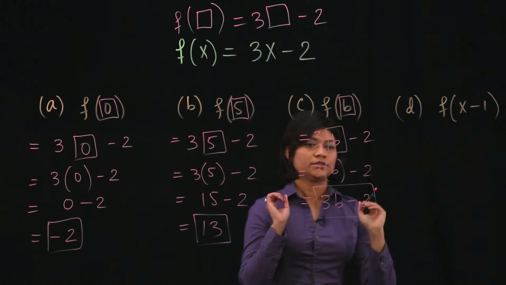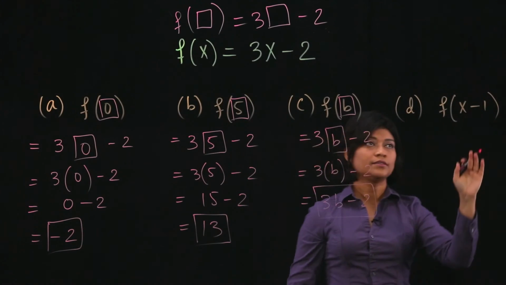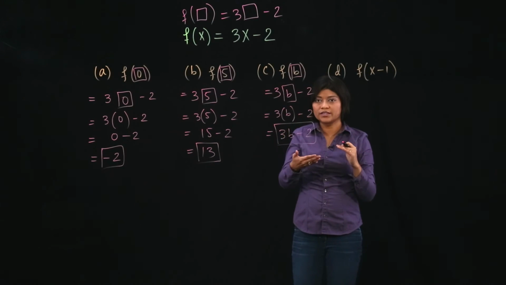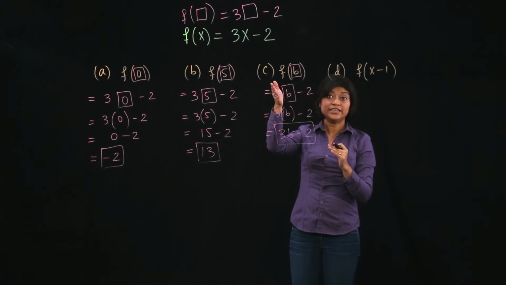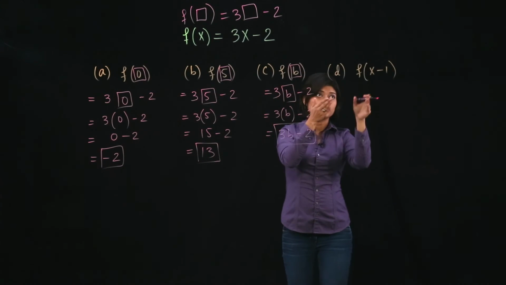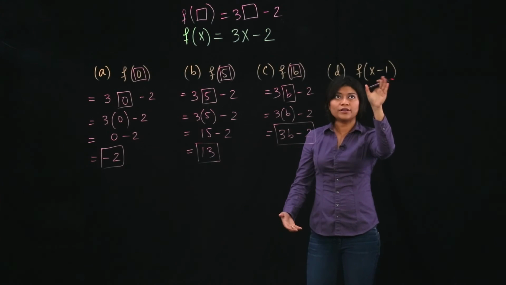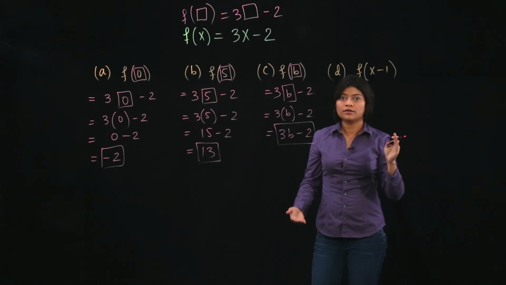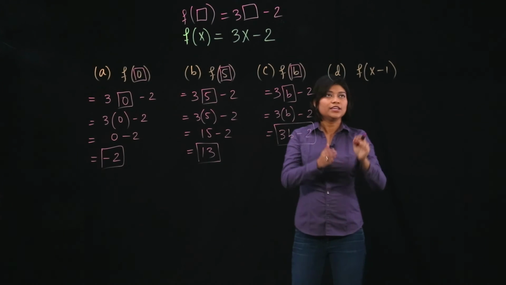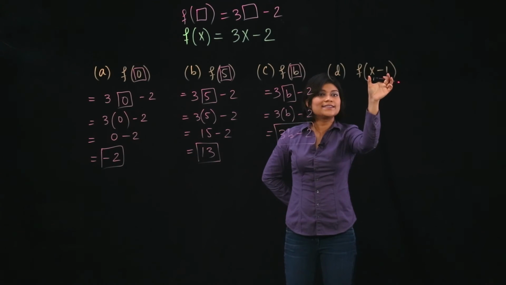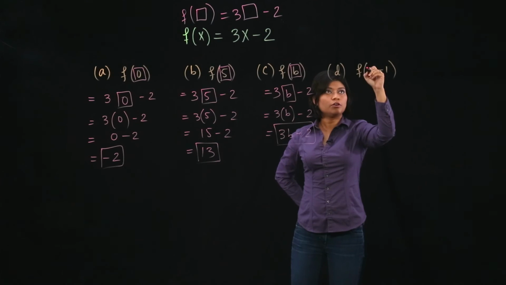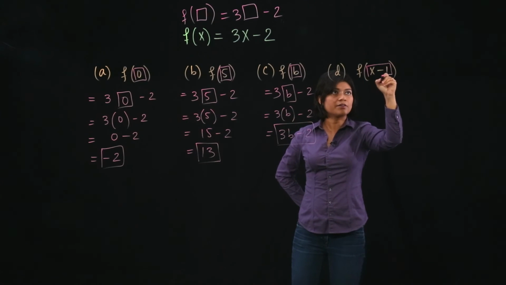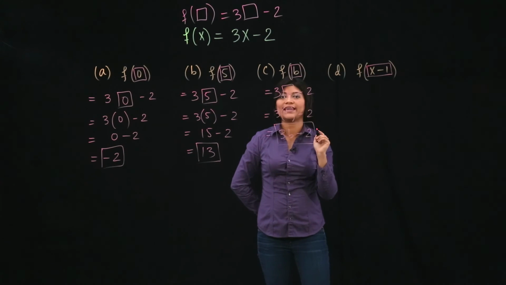All right. Finally, the last one. And this is where things can get a little bit confusing. That's why the box approach is easier to understand. So look at this expression. You have to figure out f of x minus 1. What does that mean? That means you're plugging in an entire expression inside the function. So that empty box will now contain this entire expression x minus 1.